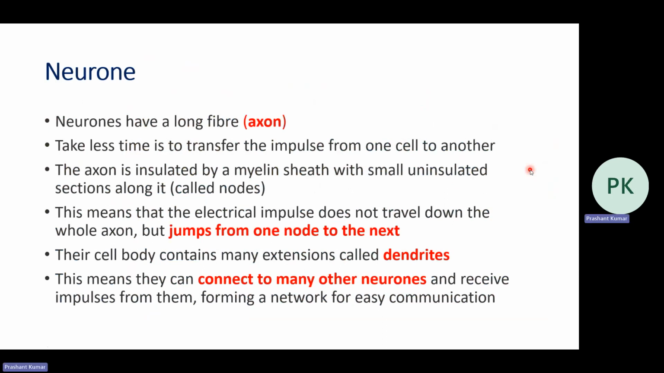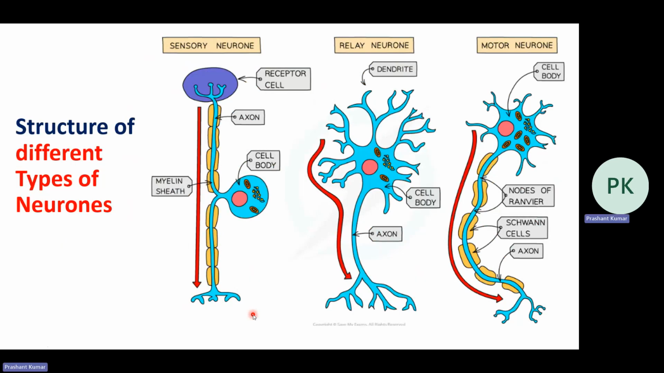Now the question is how the body receives this information. The cell body of the neuron contains some processes coming out from it, called dendrites. This means they can connect to many other neurons and receive impulses from them, forming a network of easy and fastest communication. Here we go. Let's see the structure of the neuron cell. The first one, you can see this one where my cursor is.